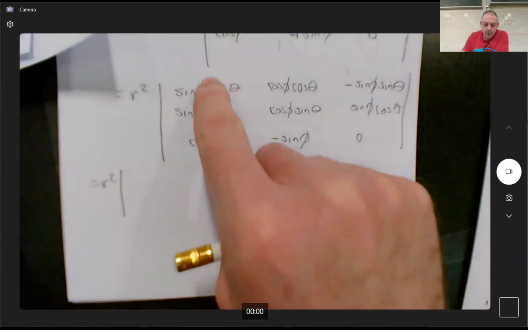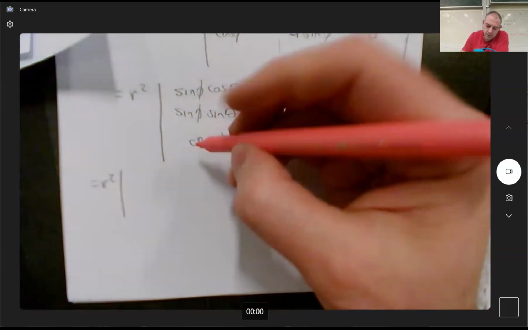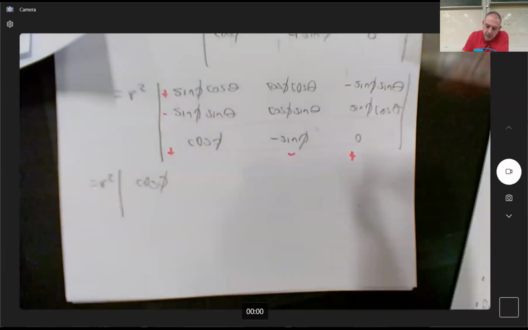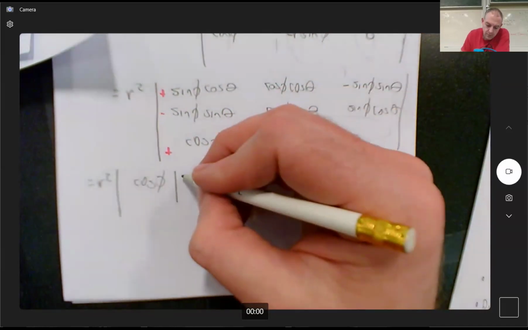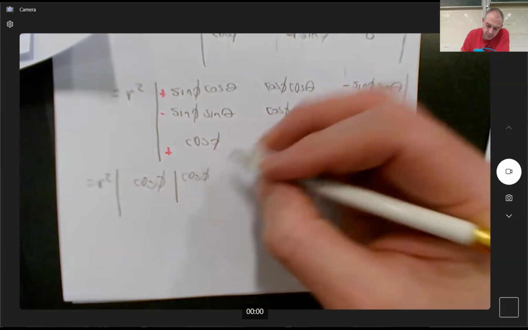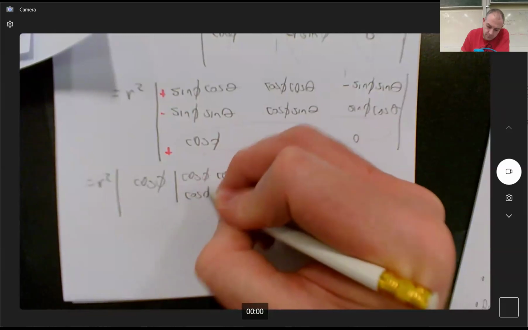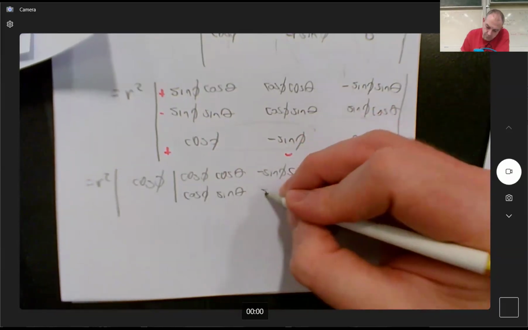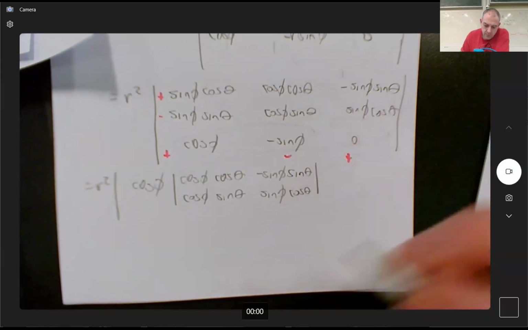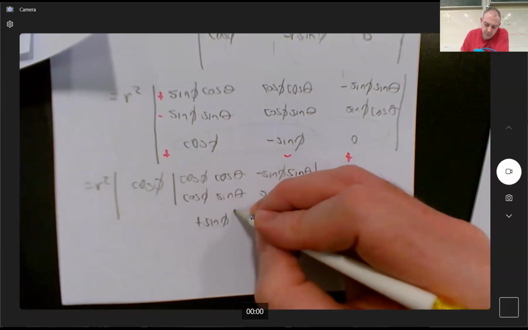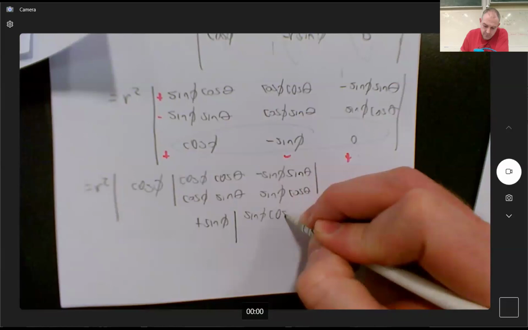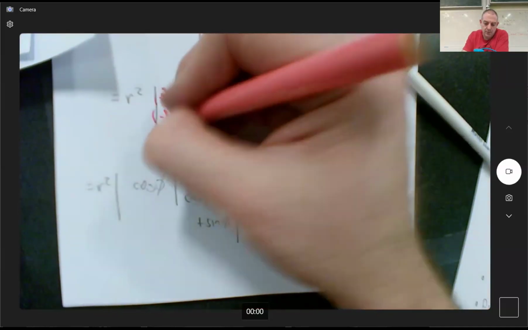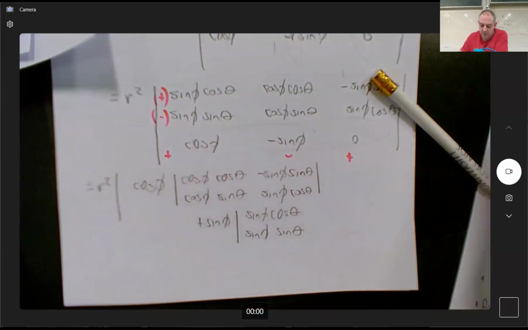So let's see. Plus minus plus. So I've got cos phi and the determinant of this matrix. Minus sine phi and the determinant of this matrix. Those plus or minus there don't make a difference. They're just helping me figure out where this plus minus plus is.